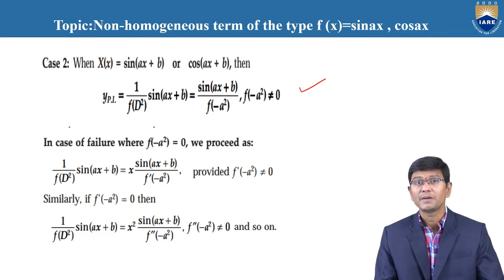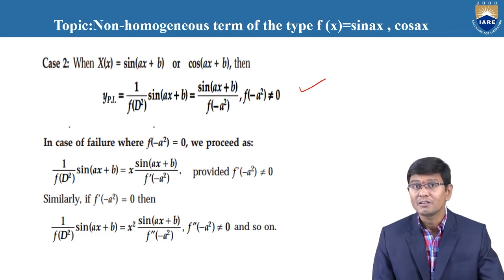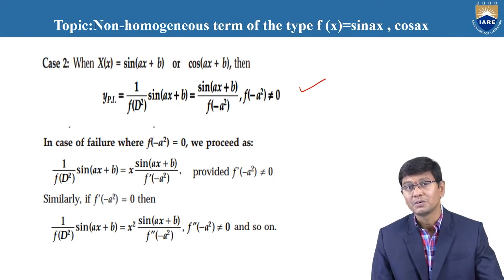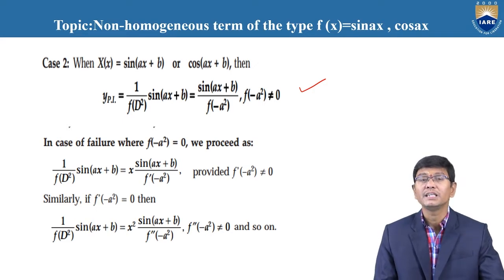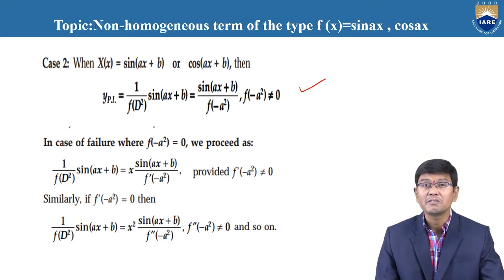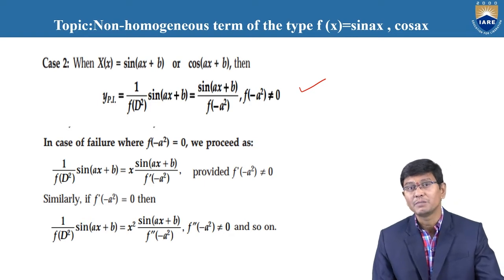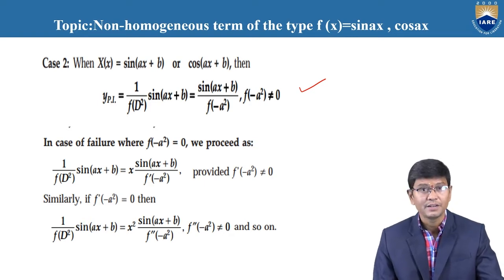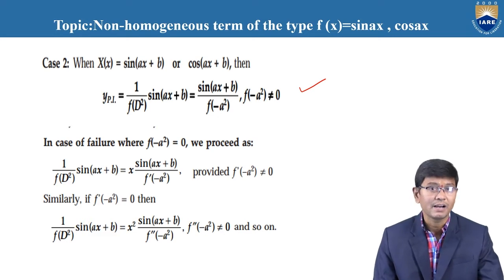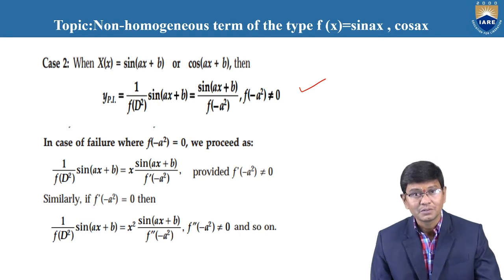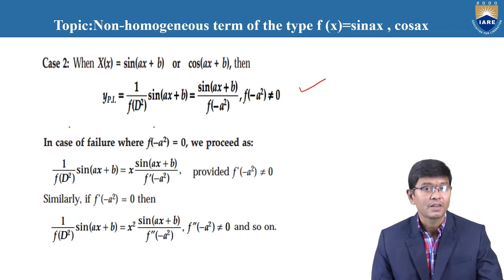In case 1, previously we discussed that when q of x is e power ax, we need to replace D with a. But here, the given function involves sin of ax plus b or cos of ax plus b, so we simply replace D square with minus a square. Whenever the denominator is not equal to 0, that is the final solution.